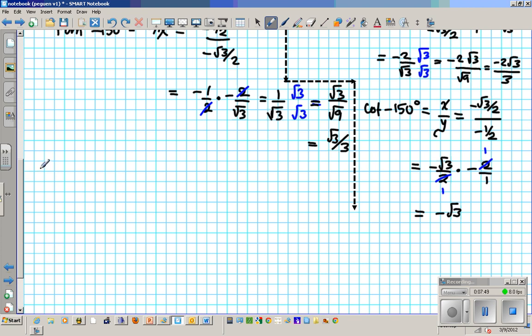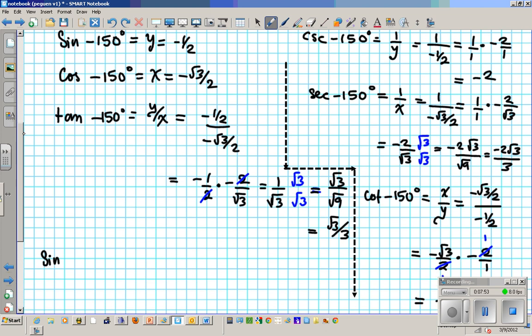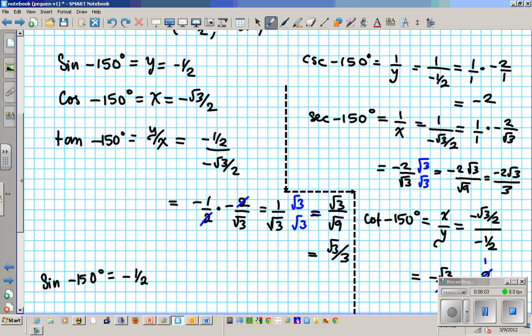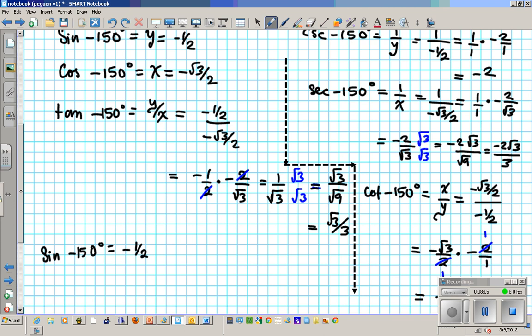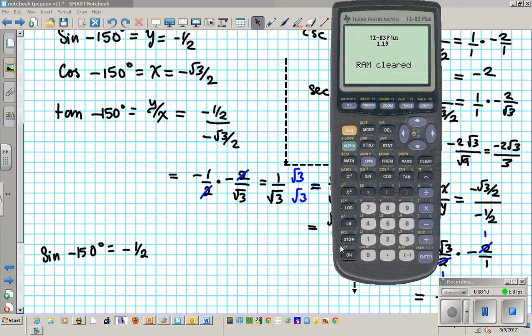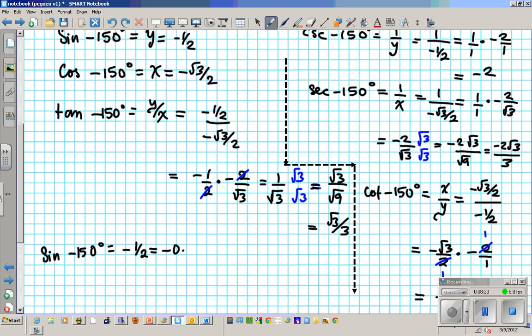All right, now you're going to state the exact and approximate values. So for sine negative 150, it's equal to negative 1/2. What is negative 1/2 as a decimal? We need to turn our calculators on. You guys know what that is, right? Negative 1/2 is just negative 0.5. So if you don't know, you just do negative 1 divided by 2. Final answer, negative 0.5.